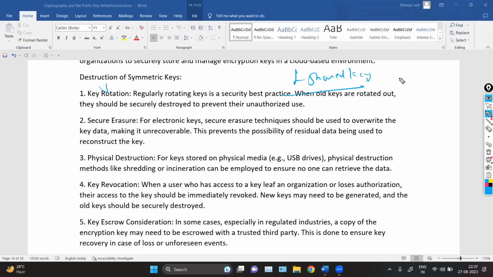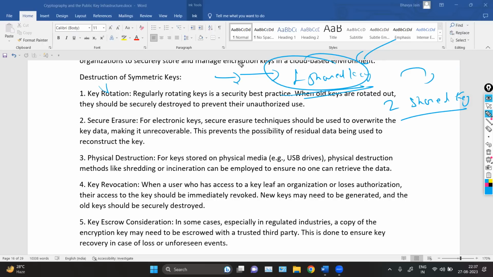Okay, now you want to change the key. Then you put another key in this place in this shared key, and you destroy this key. Now, in the first shared key, we have the second shared key, which we have replaced or rotated. So now the first shared key needs to be destroyed. And it depends on the storage, like where your keys are stored or what kind of platform you are using for storing the keys. For that, you have to follow the particular technique for destroying those keys.